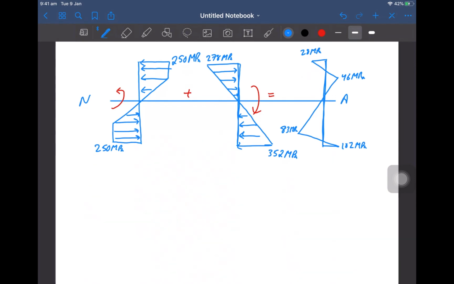Basically these stresses are for the base, the bottom.